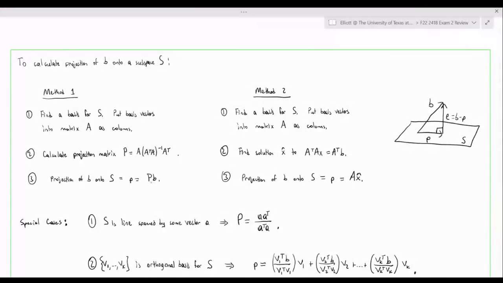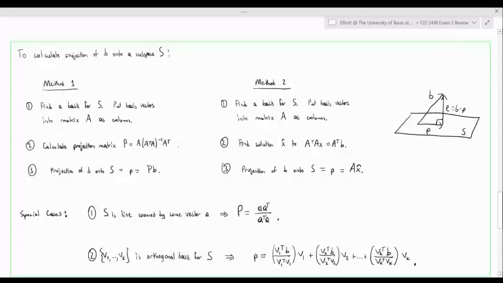And then you take that projection matrix and multiply it with B, and that will calculate the projection of B onto S, okay?